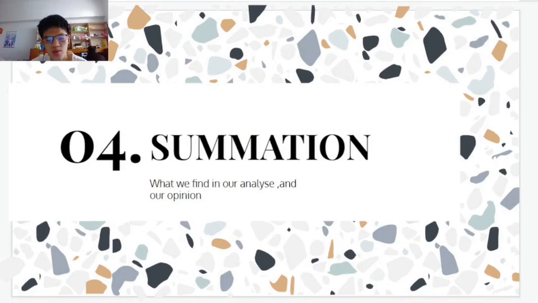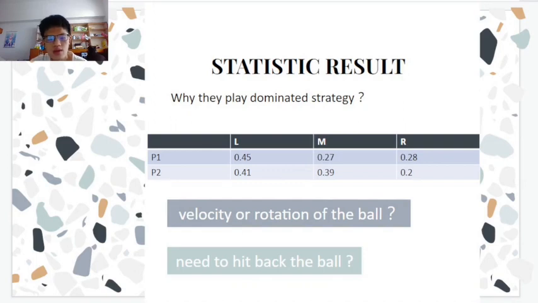Here, we will talk about our conclusion. If you remember our statistical data, both players play dominated strategies, but why? For the dog, there are other conditions he needs to consider, like velocity or the rotation of the ball, not only Root's strategies. And for Root, if the dog's strategy is right, Root needs to go right to hit back the ball. It's very clear.